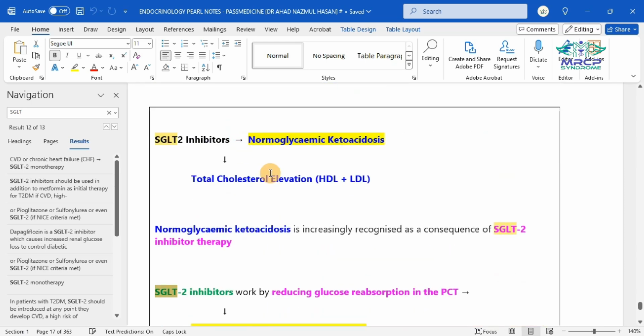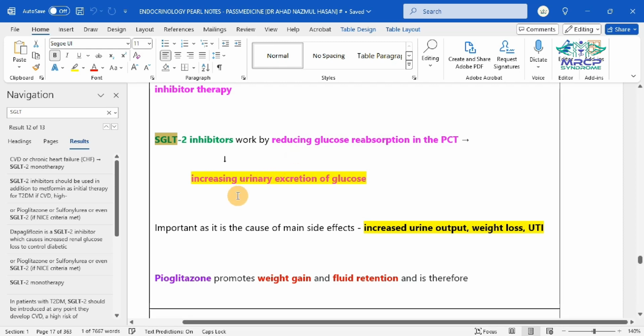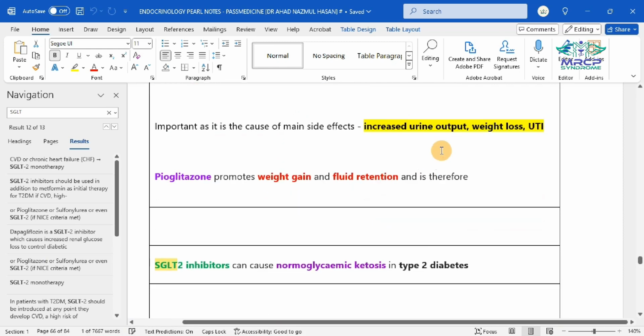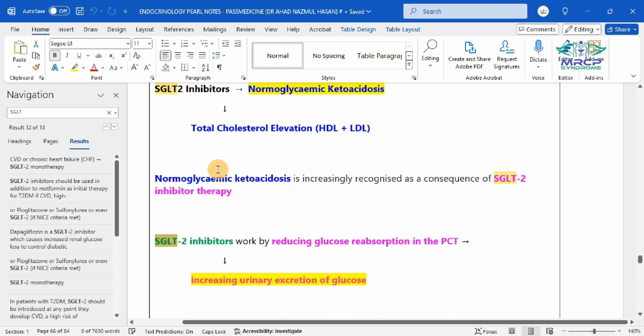They also cause a total cholesterol elevation of both HDL as well as LDL. And since they work by reducing the glucose reabsorption in the proximal convoluted tubule, there will be increased urinary excretion of glucose, and this is responsible for the UTI as well as the increased urine output, and in some cases weight loss. So UTI is important, but the most important one is the normoglycemic DKA, and they also cause elevation of HDL as well as LDL.